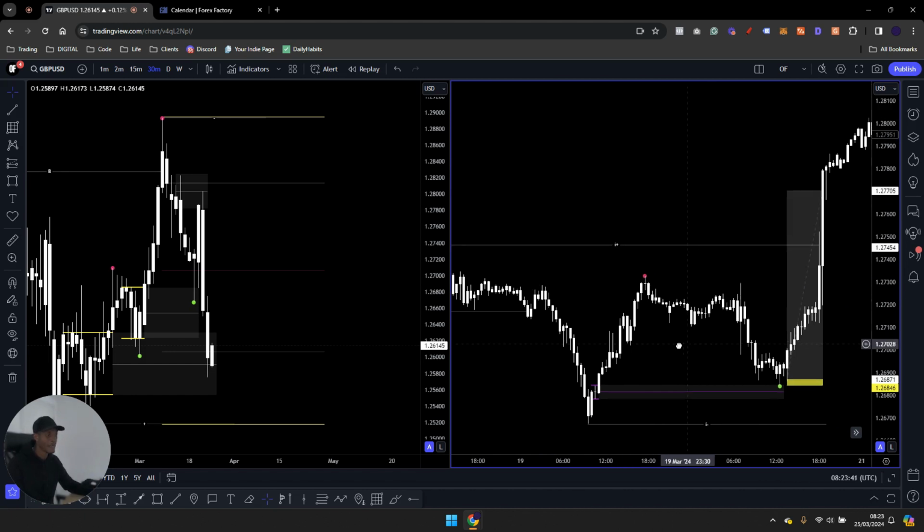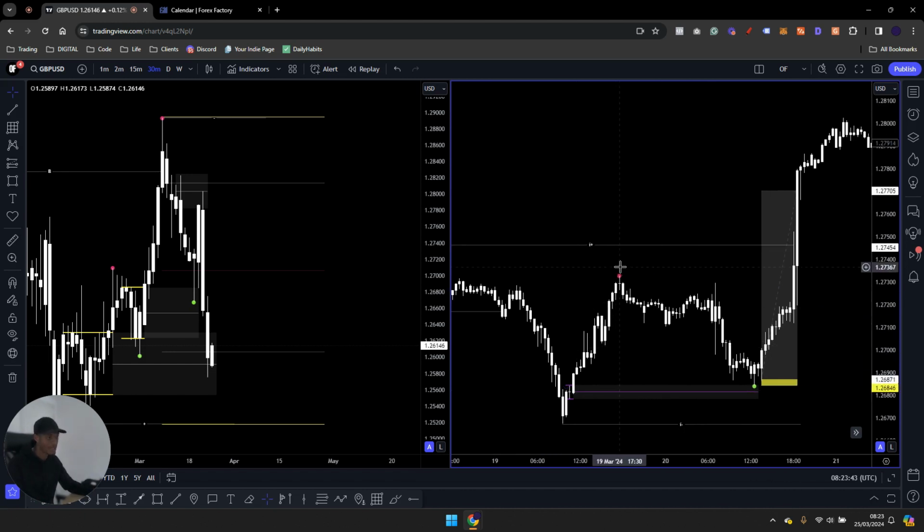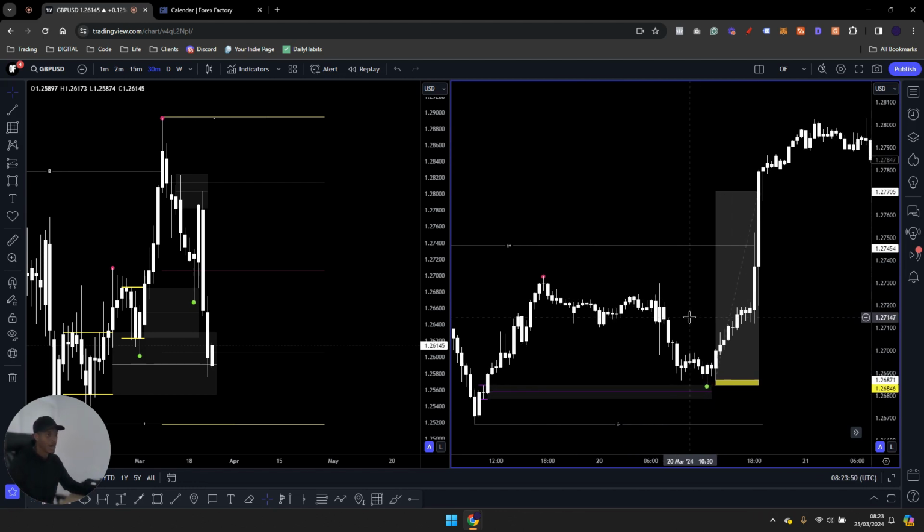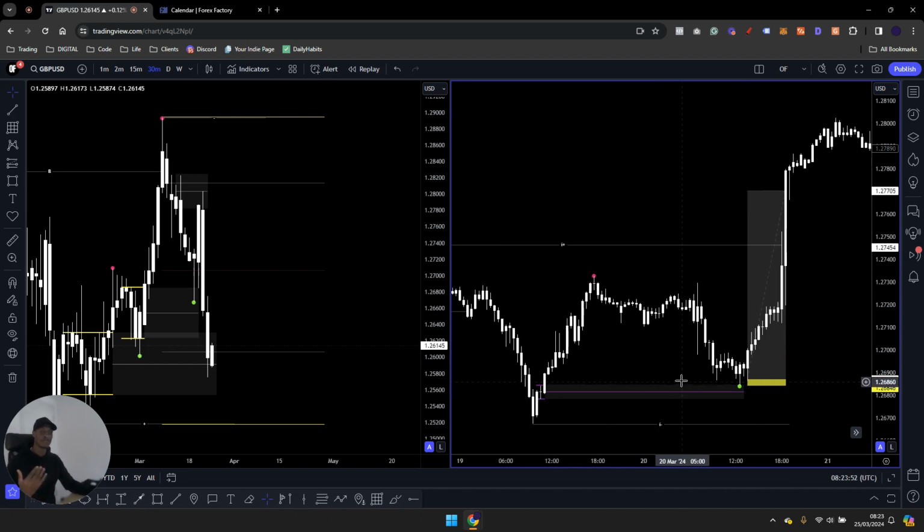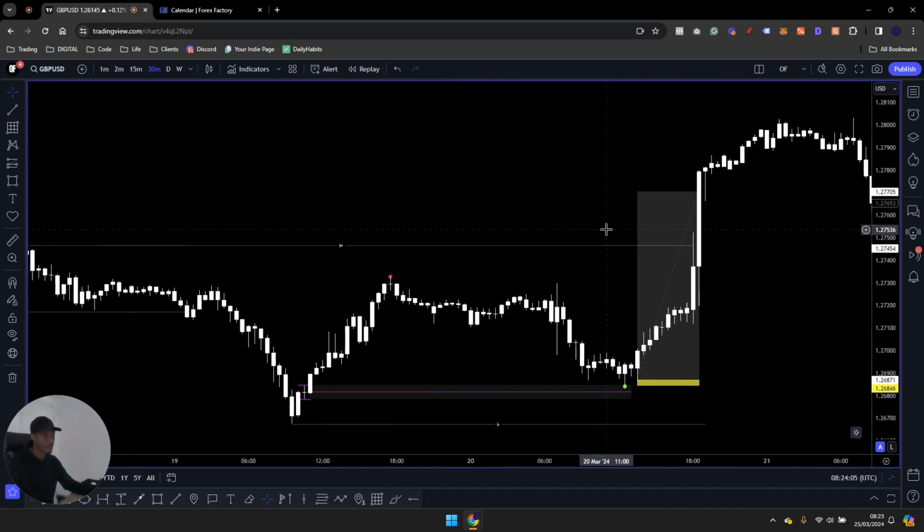So what we have here is our expansion, and then we have our mitigation, which came in on the 20th of March, right? So I don't know if this zone is actually going to work out, right? So the idea is to then go down to a smaller time frame and see the same pattern play out again, right? So for me, let's just open this up a little bit so you can actually see it.